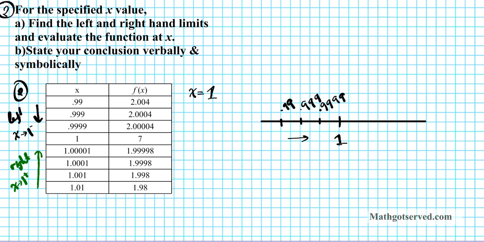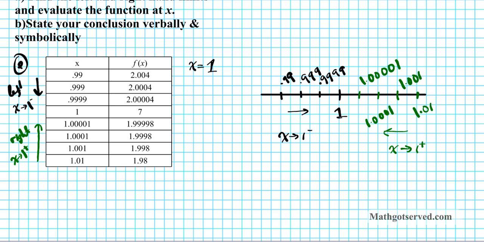All right, let me just put it on the number line so we can see. So this point right here is 1.00001, and this point right here is 1.0001. This point right here is 1.001, and this point right here is 1.01. So you can see that as we approach 1 from this direction, this is the right-hand limit. Okay, this is x approaching 1 from the right, and then this business right here is x approaching 1 from the left. All right, so with this visualization, hopefully we now know where our left and right-hand limits are, so we can go ahead and answer the questions, okay?